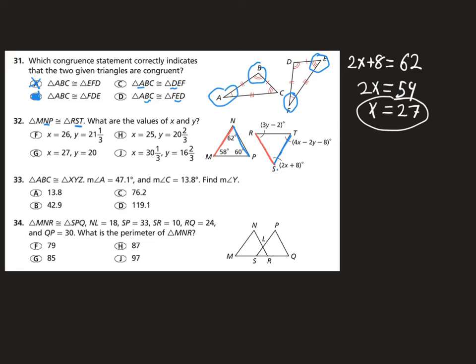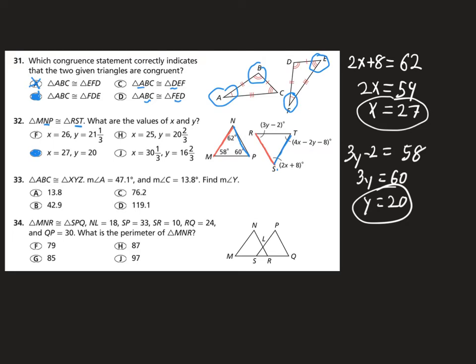Let's go ahead and solve for y and make sure. So here 3y minus 2 is equal to 58. And we're going to add 2 to both sides, and then divide by 3. So the answer is G on that one for sure.